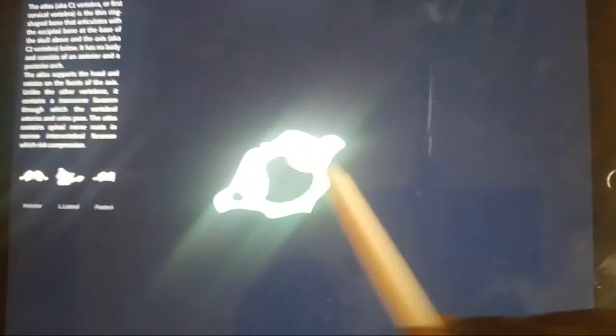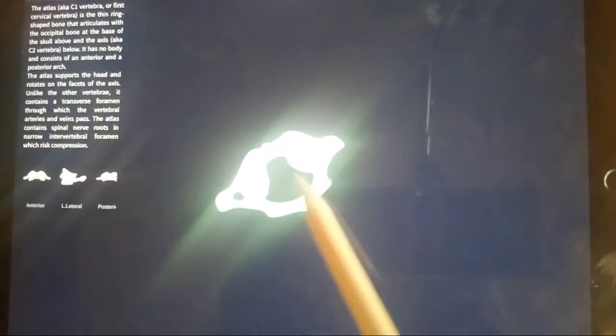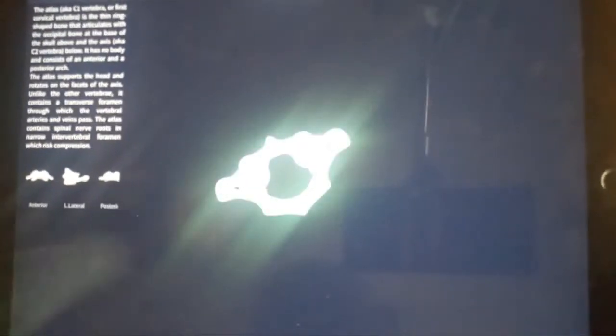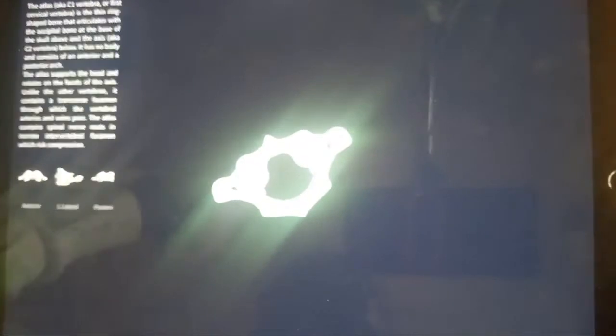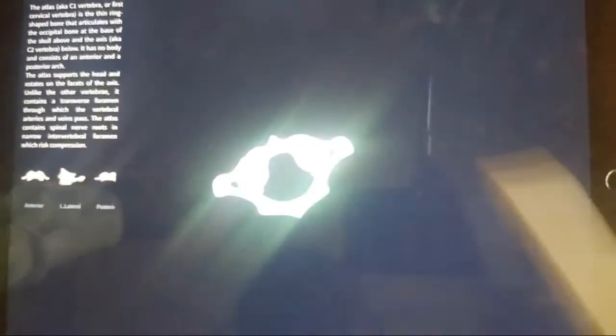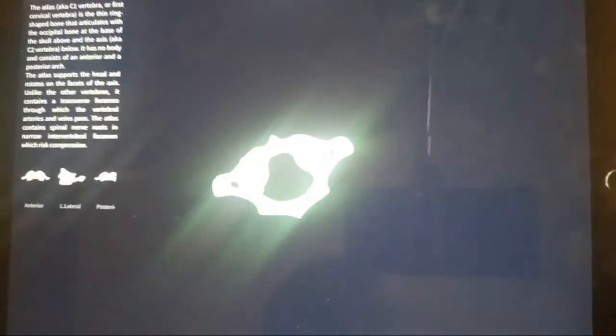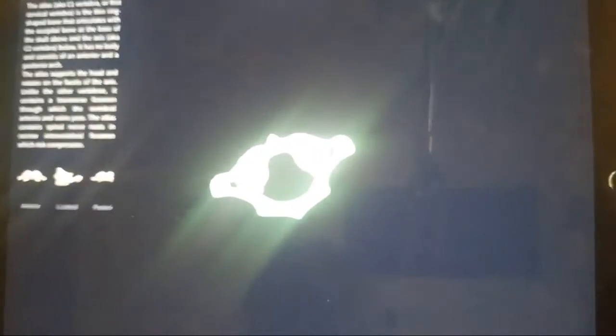There is nothing like centrum. This is where the body is supposed to be. And what protrudes into this space is what we call the odontoid process of the axis, or the dens of the axis. So atlas lacks body in human being because the part that's supposed to form the body is giving space so that the odontoid or the dens of the axis can do what? Articulate. So this is a typical atlas.